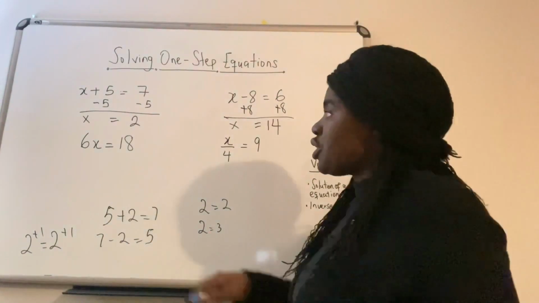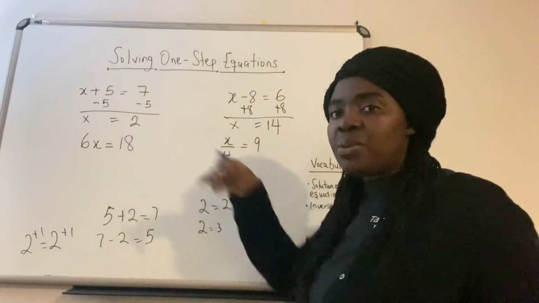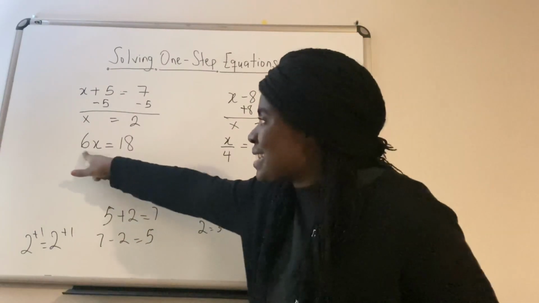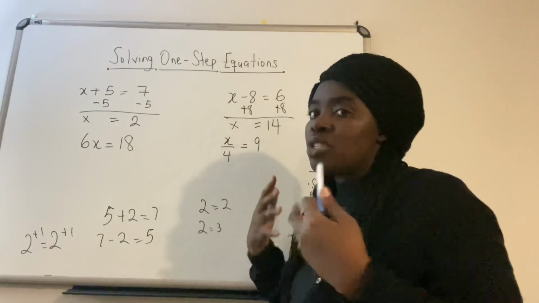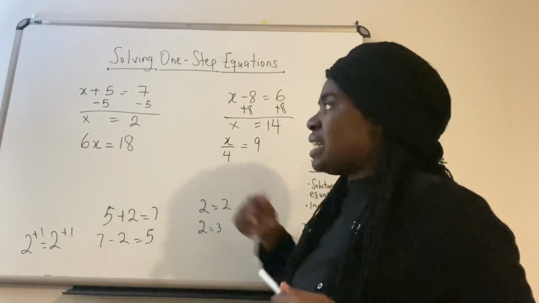All right, so let's continue here. We have 6x is equal to 18. What's going on here? It's 6 times x. Whenever you see a number attached to a letter, it's always multiplication. 6 times x is 18.